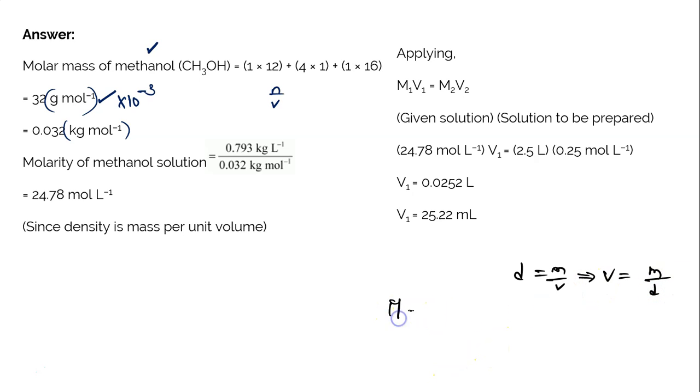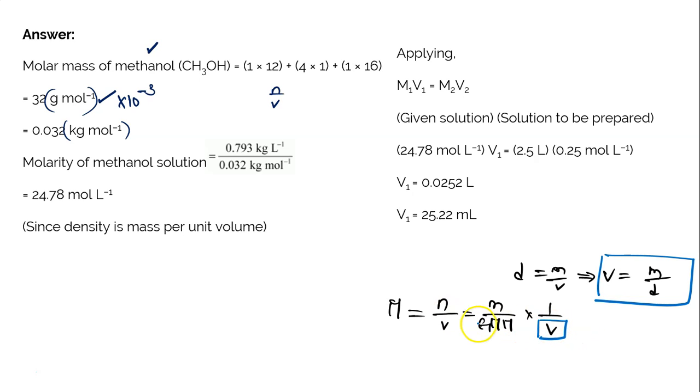Similarly, we already know that molarity is equal to N by V, which can be expanded and written as given mass divided by gram molar mass of solute, into 1 by V. Now, since I know that volume is equal to mass by density, I also have the volume term in the formula of molarity. I'm substituting equation number 1 into equation number 2, a different expression of volume into equation number 2.